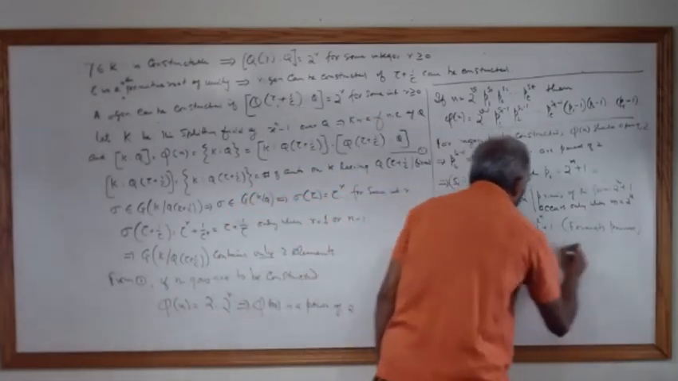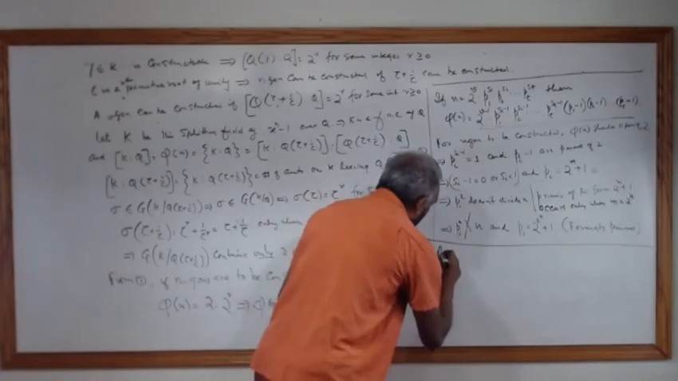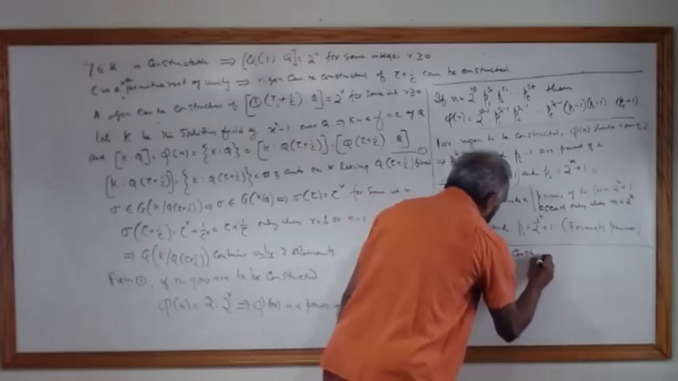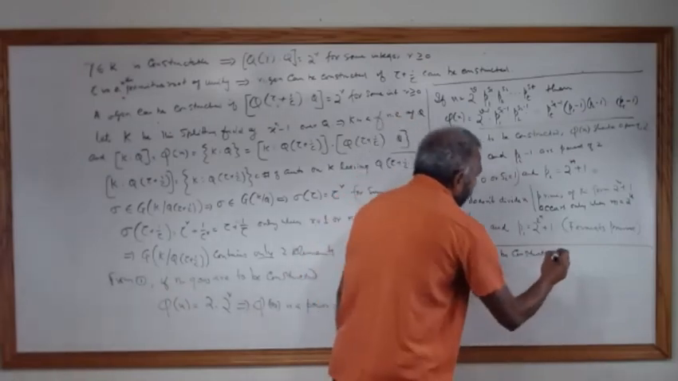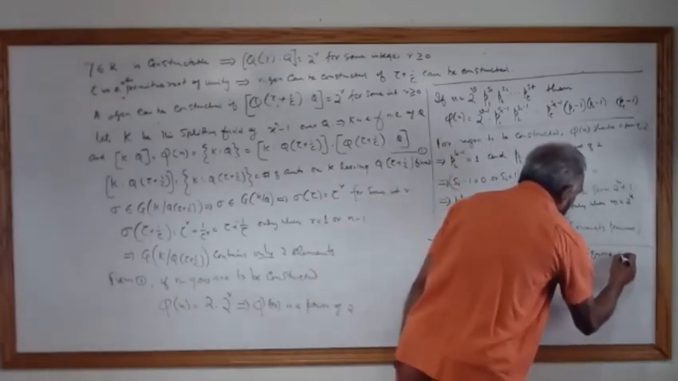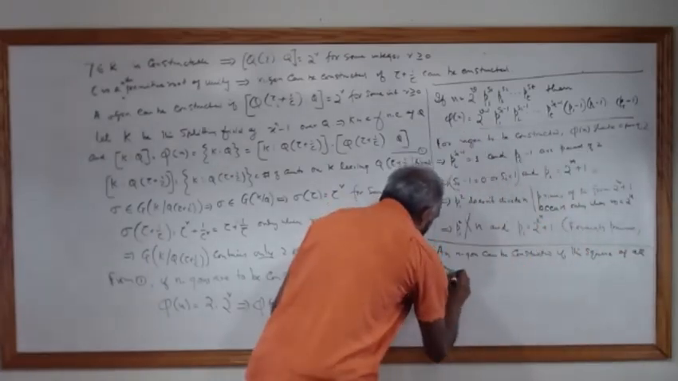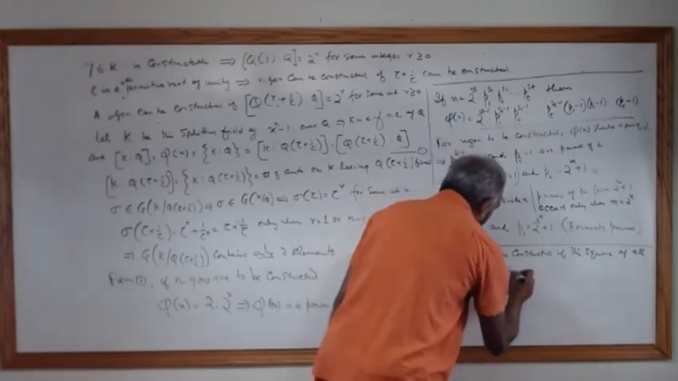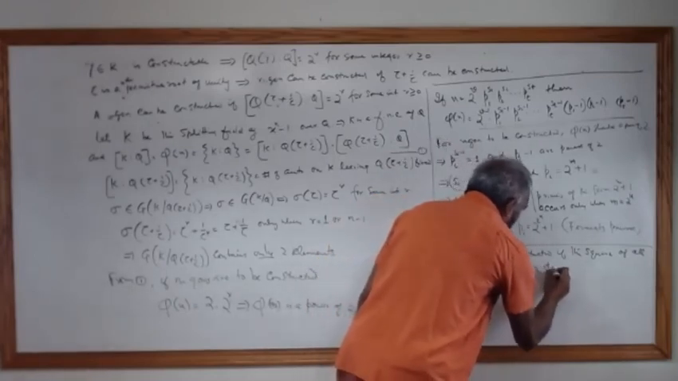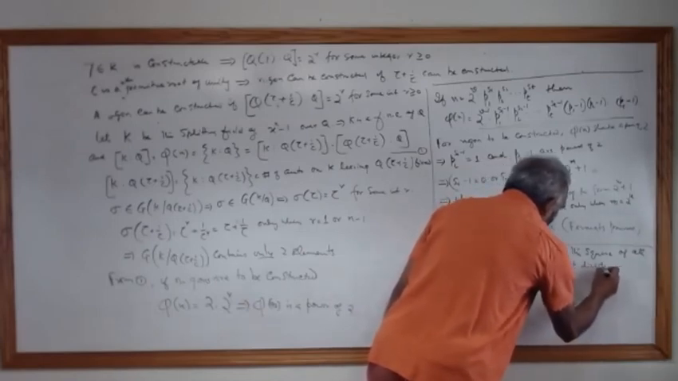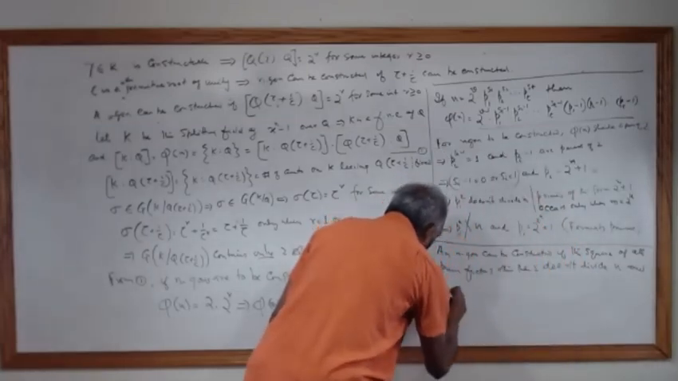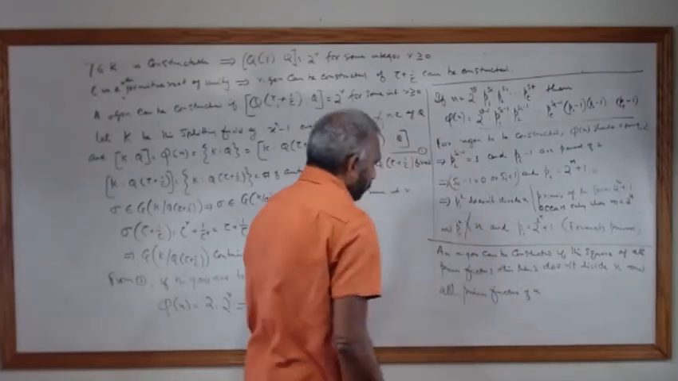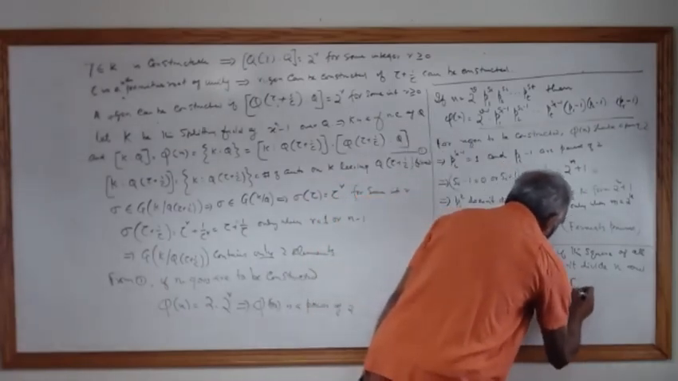So the condition for an n-gon to be constructed is this. An n-gon can be constructed if the square of all prime factors other than 2 does not divide n, and all prime factors of n are Fermat primes.